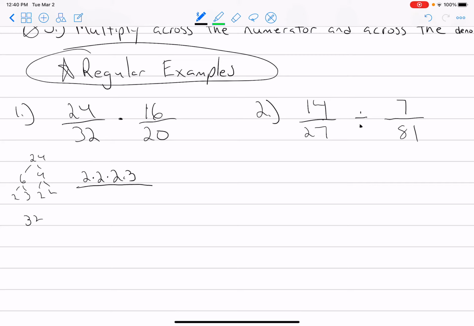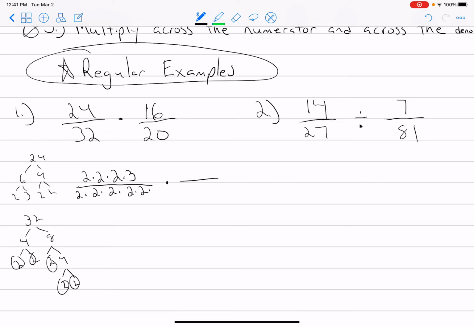32 is what? 4 times 8. 2, 2, 2, 4, 2, 2. So that is how many? 1, 2, 3, 4, 5 twos. Okay? So there's the first one factored.